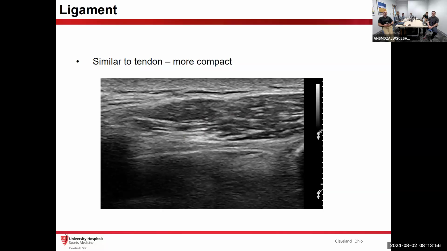This is a ligament, so we're looking at a ligament here, similar to a tendon, more compact. Again, this is a little bit of know your anatomy, right? You know where you are, and if there's a ligament there, you don't go, oh, look, a tendon. You know that's a ligament because that's where it's supposed to be.